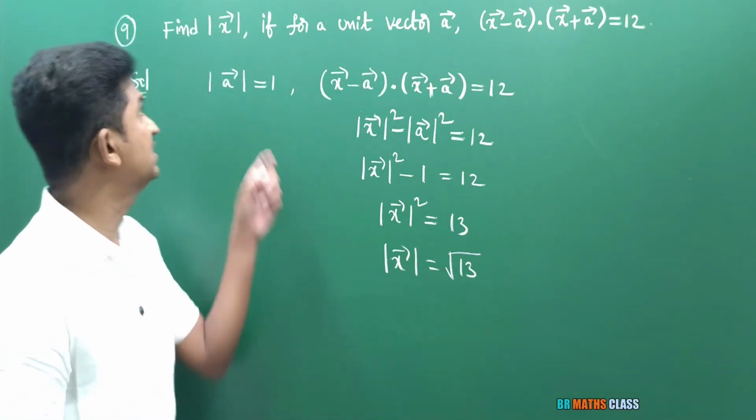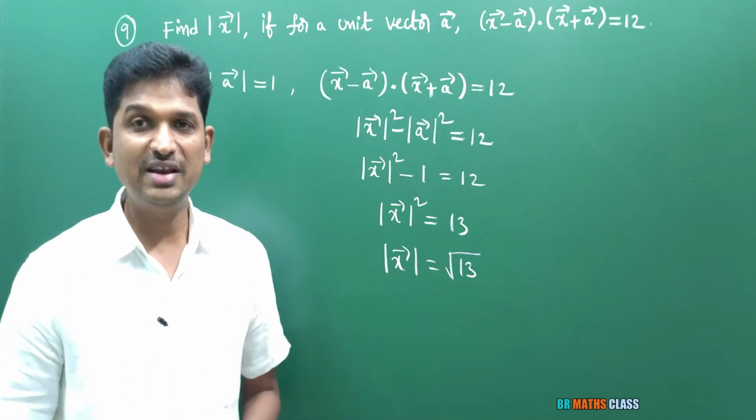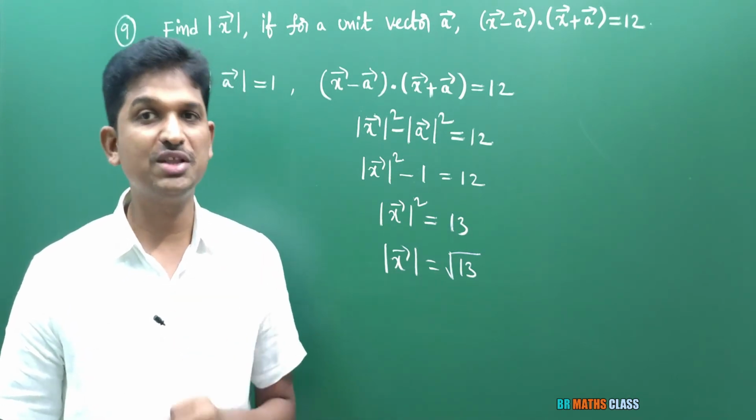What are they asking in the question? They are asking the magnitude of x bar only. We got the magnitude of x bar is root 13. These are very easy problems. The only thing is you need to be thorough with all the formulas.